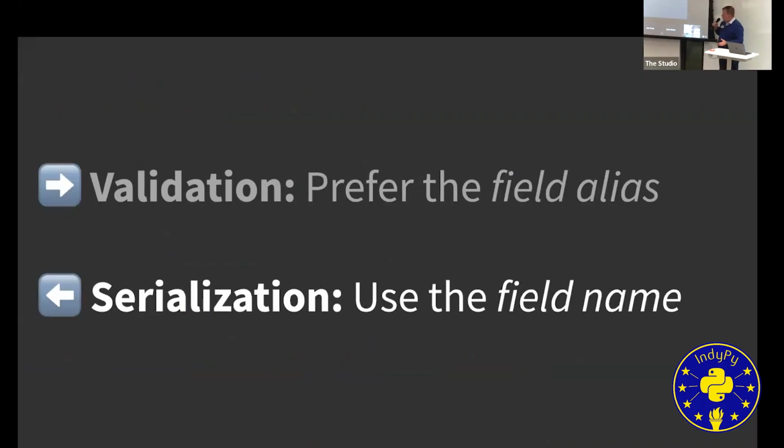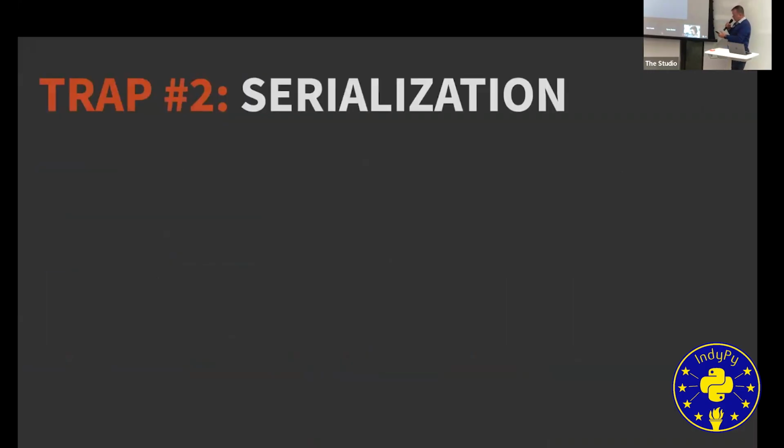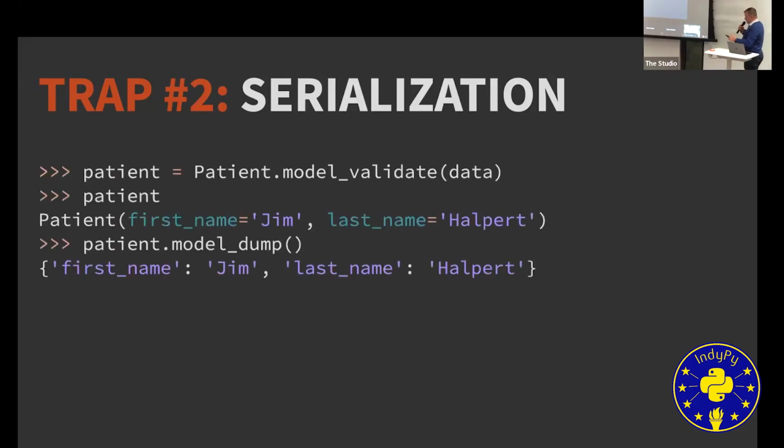Now, bit of foreshadowing here, but I want to remind you that when serializing, Pydantic uses the field name. The second trap is when we try to take the data in our model and serialize it back to another format, like a Python dictionary or a JSON string. Here's what that behavior looks like in the code.